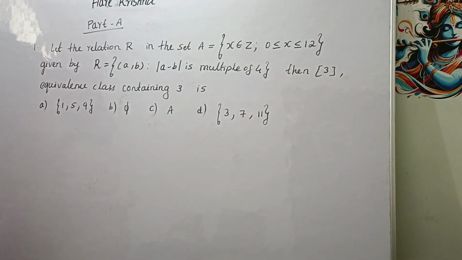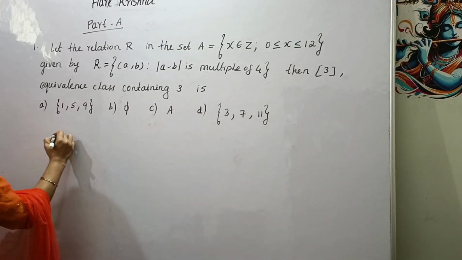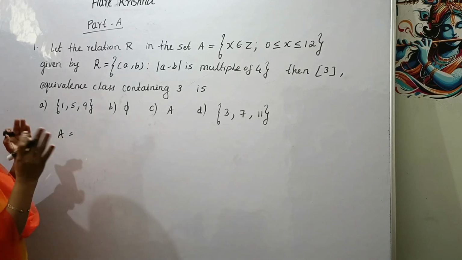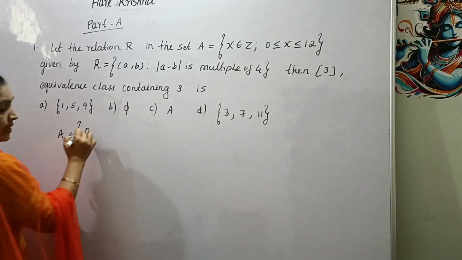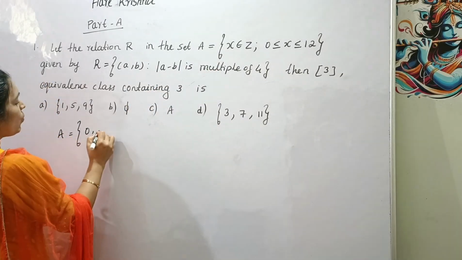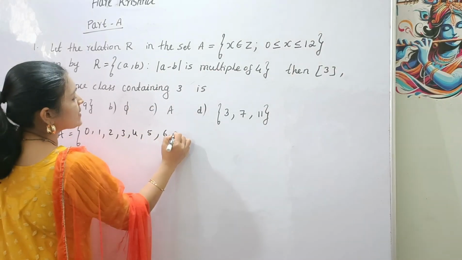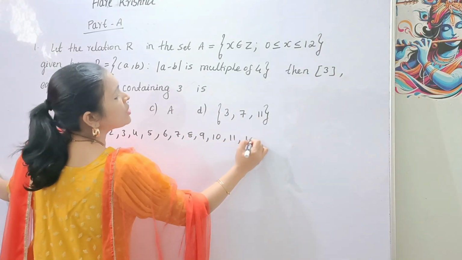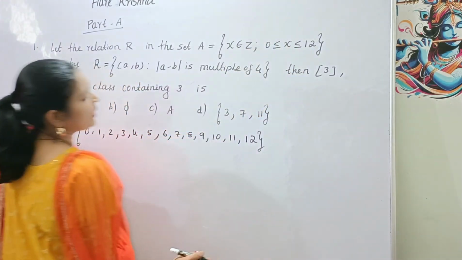So first of all, let's write the elements of A. Here A is equal to x belongs to Z, that is integers, 0 ≤ x ≤ 12. So 0 is included, right? A = {0, 1, 2, 3, 4, 5, 6, 7, 8, 9, 10, 11, 12}. 12 is also included, because it is less than or equal to.